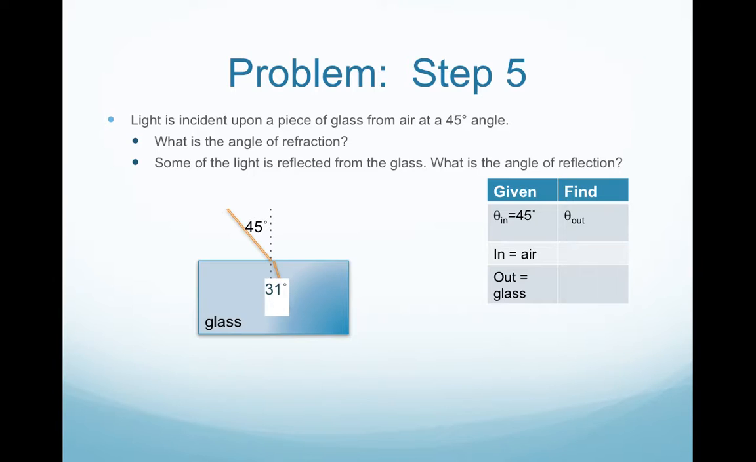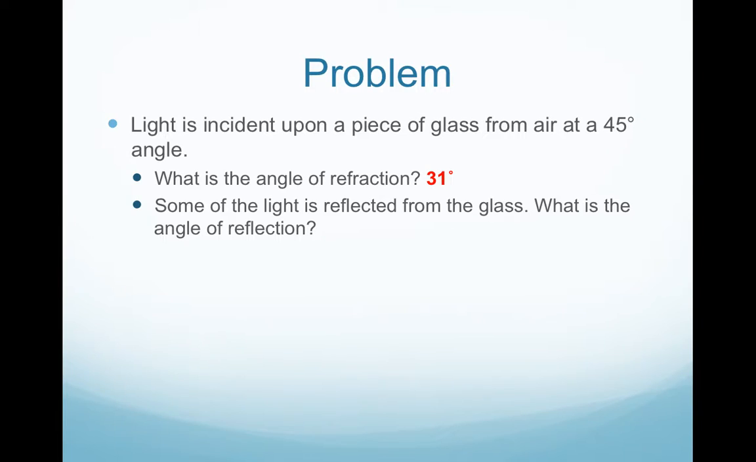The second part of the problem can be addressed next. So we know that the angle of refraction is 31. Some of that light is reflected from the glass. What's the angle of reflection? That's kind of a review. So for reflection, the angle in equals the angle out. So if it's 45 in, it is 45 out.